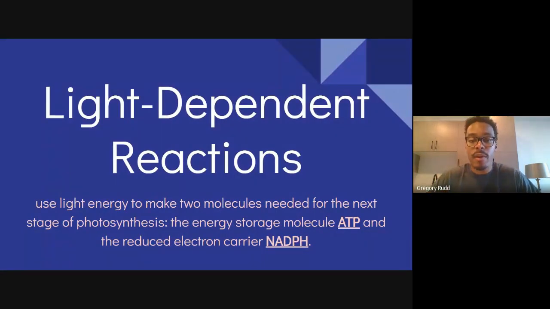But one of these light-dependent reactions produces the energy storage molecule, ATP. Obviously, you all are familiar with ATP. And another reaction produces something called NADPH. That does obviously stand for something. It's not important what it stands for. But essentially, this NADPH is needed to carry electrons. It carries two electrons. So that's the end goal of these light-dependent reactions, to make two things, ATP and NADPH. You will see this information come up again, so I'm going to move on to the next slide.